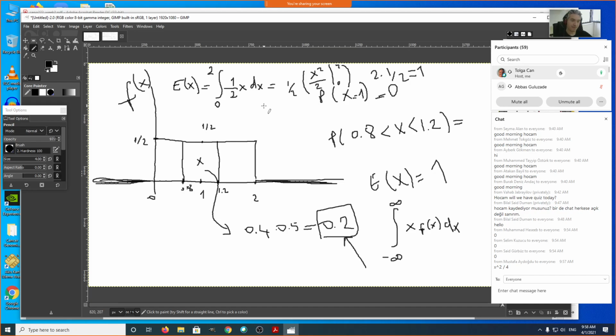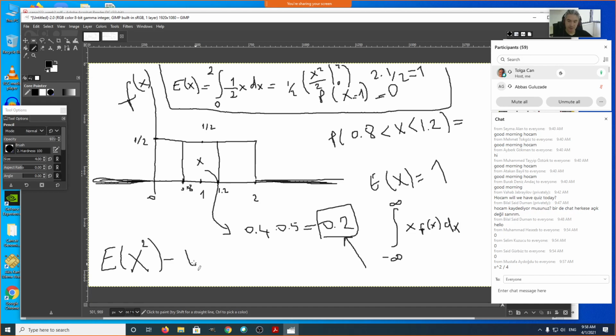In order to find the variance, exactly, it's going to be x squared over 4, and this 1 over 2 goes here, the same thing. In addition to the mean, if you remember, the variance is the expected value of x squared minus the square of the expected value of x, which is mu, all right?